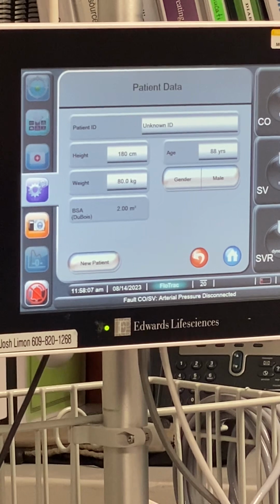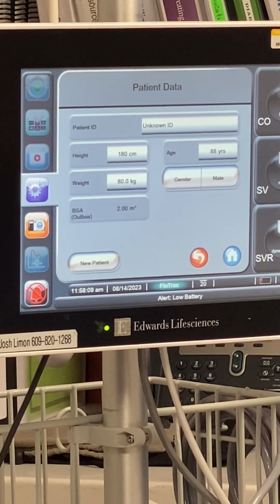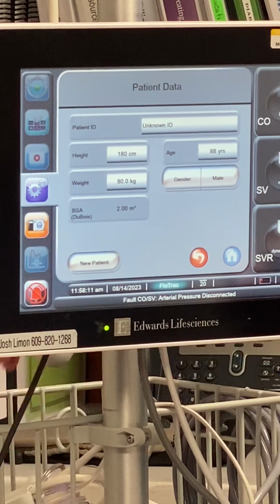Would you mind showing them how to manually enter a CVP to get the SVR, because we don't have that? Yes. Good.